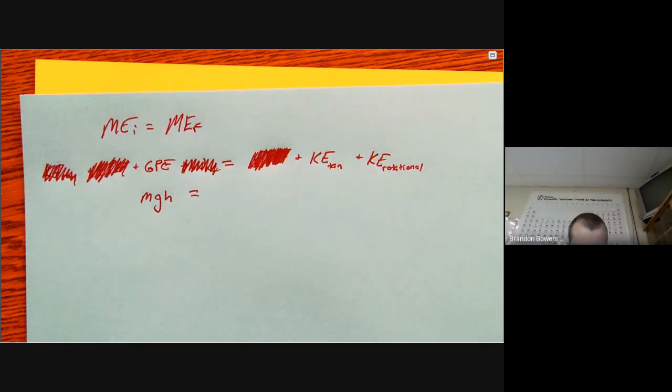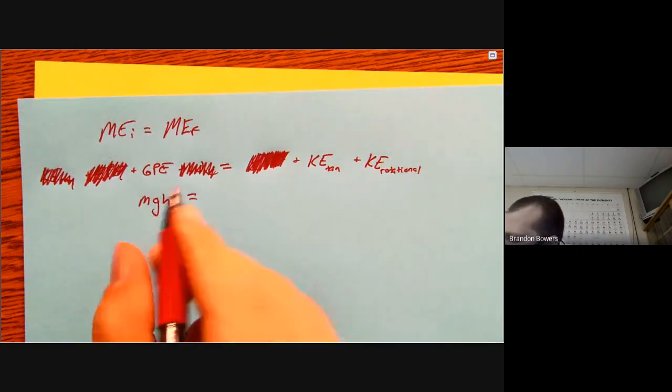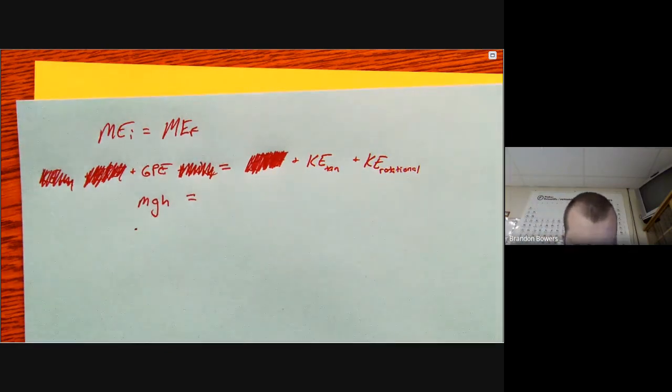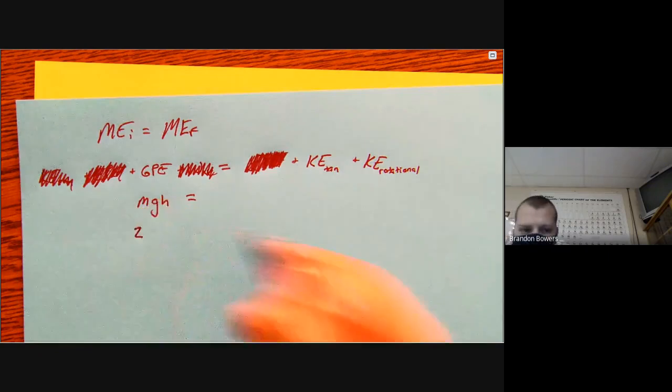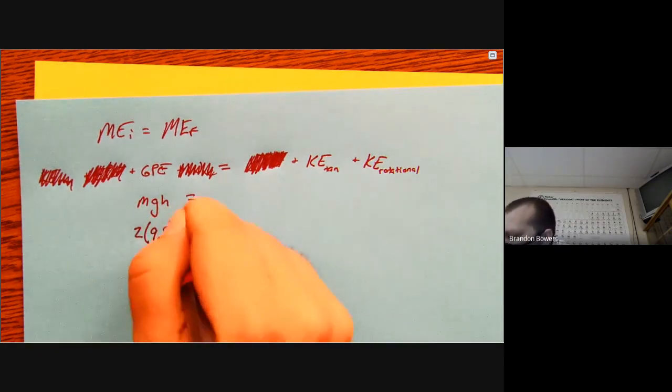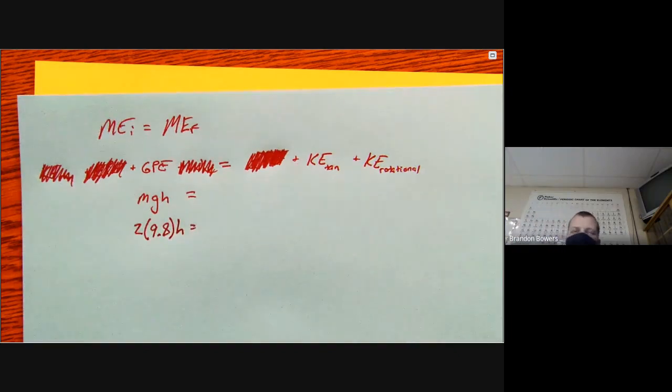So let's start. What's my mass? Two. The block has a mass of 2. So mass is 2. Gravity is 9.8. Okay, we're halfway there.